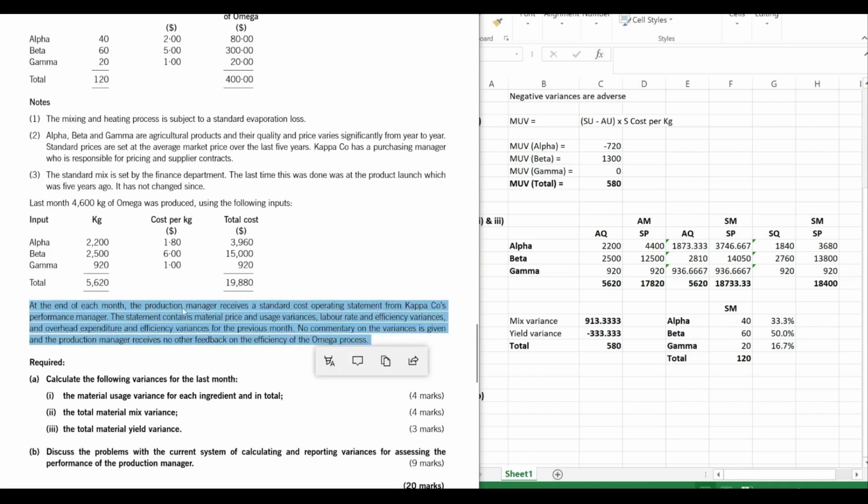At the end of each month, the production manager, okay, now we're talking about the production manager, receives a standard cost operating statement, which is simply a statement which shows all of the variances collectively, right? From Kappa Co's performance manager. The statement contains material price and usage variance, labor rate and efficiency variance, overhead expenditure and efficiency variance for the previous month, which is fine. No commentary on the variances given, and the production manager receives no other feedback on the efficiency of the omega process.